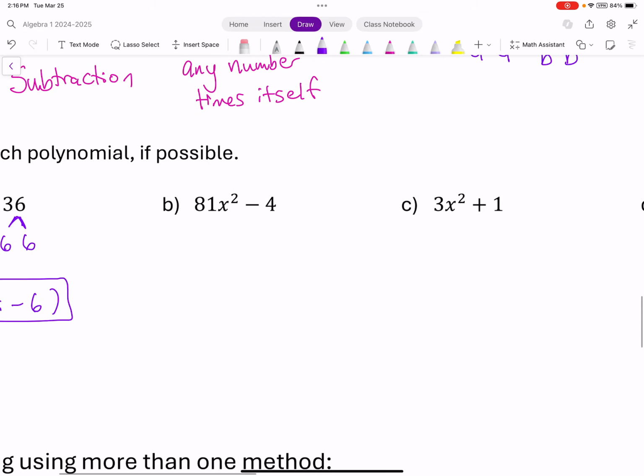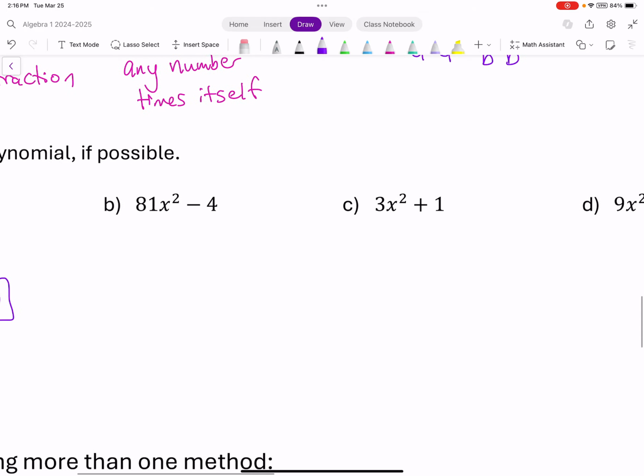Okay, looking at letter B, it is a subtraction problem, so we can go ahead and break it up. So I want to figure out what value times itself gives me 81x squared. That would be 9x times 9x. And then what times itself would be 4? 2 times 2 is 4. So I would get 9x plus 2, 9x minus 2.